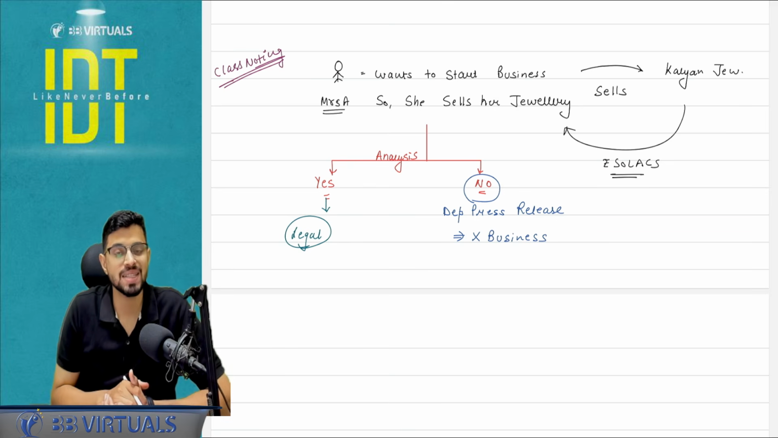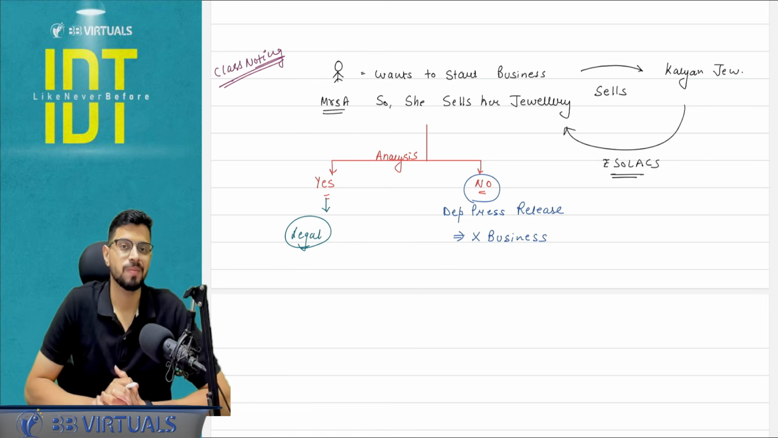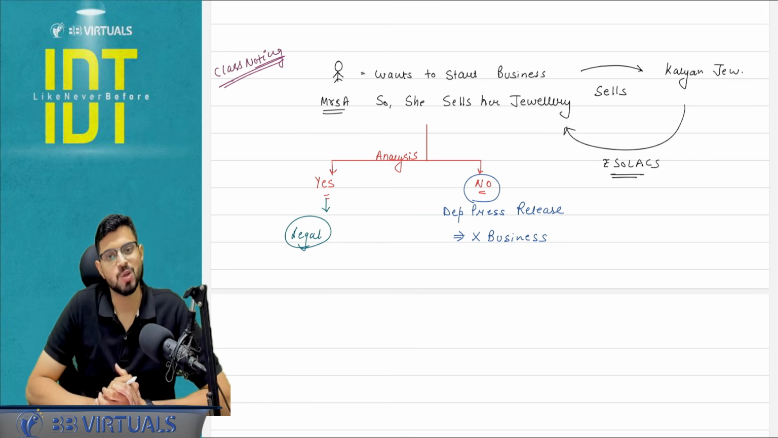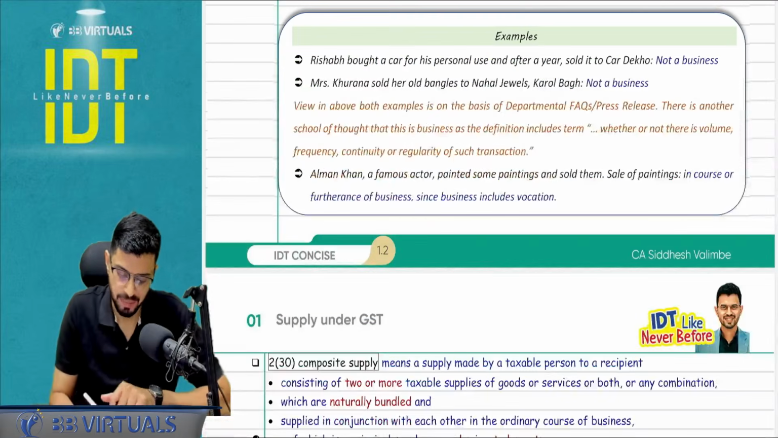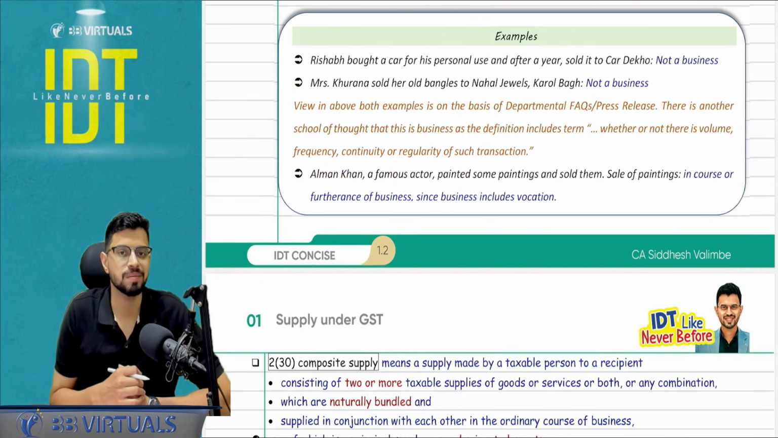Yes, absolutely. It is just like substance over form. It is absolutely like substance over form. And this is a part of your material. I have also mentioned it here, both examples I have mentioned here.